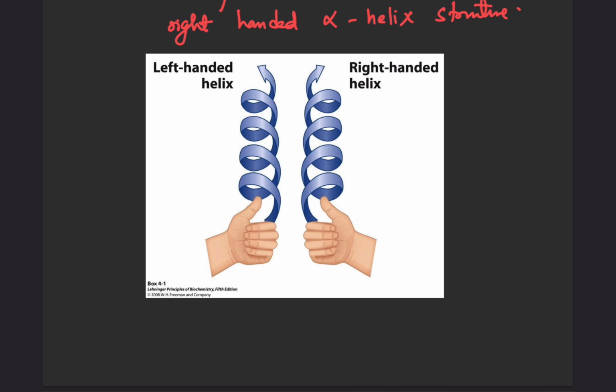Okay, so in option A they have mentioned that in alpha helix the polypeptide chain is twisted into a left-handed screw, which is incorrect. Okay, the polypeptide chain is twisted into a right-handed helix in the case of proteins. Okay, so therefore option A is incorrect.